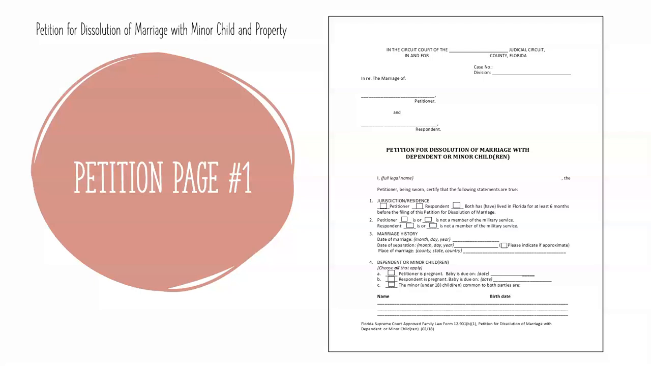Box C, the most common scenario in an uncontested divorce. Check this box to list the names and birth dates of any minor children born to or adopted by both parties. 7. Below box C, write the full name and birth date of each child. If there are no children, leave this section blank or follow your local court's instructions.